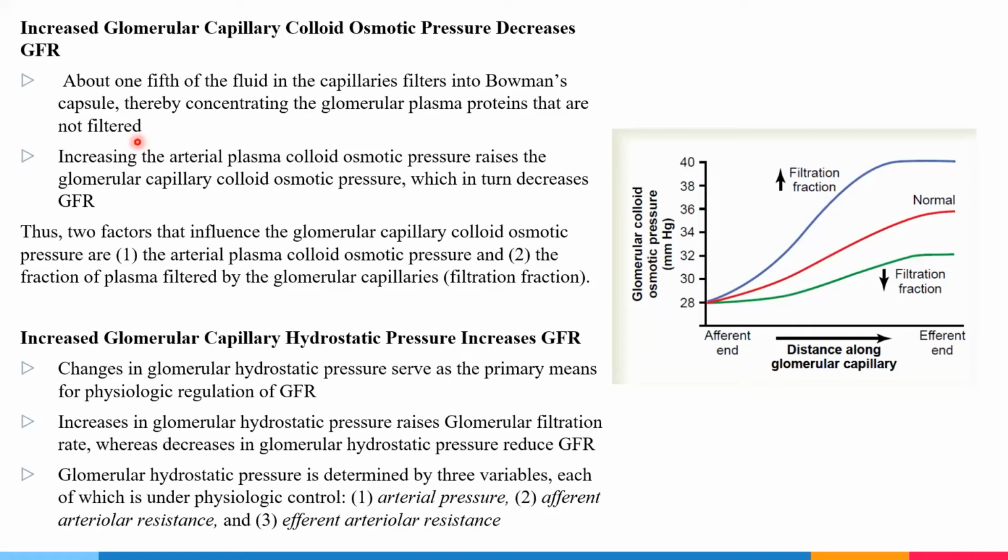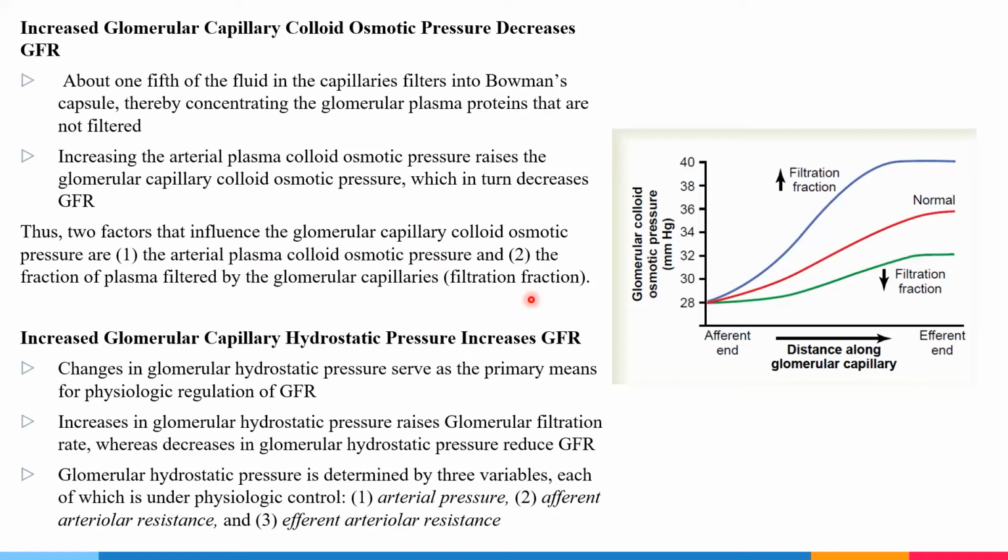What this means is that as the volume decreases but the amount of proteins stays the same, the concentration of the proteins increases. Thus, the colloid osmotic pressure in the glomerular capillaries increases. Increasing the arterial plasma colloid osmotic pressure raises the glomerular capillary colloid osmotic pressure as well, which in turn decreases the GFR. So, glomerular capillary colloid osmotic pressure can also be affected by the arterial plasma colloid osmotic pressure. Thus, two factors influence the glomerular capillary colloid osmotic pressure: the arterial plasma colloid osmotic pressure and the fraction of the plasma that was filtered by the glomerular capillaries, or the filtration fraction.